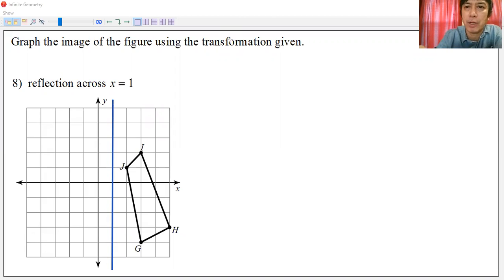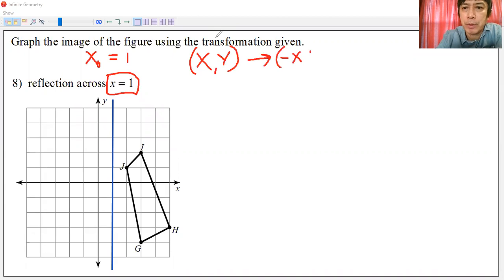Now let's have the rule and reference x of 0. Our x of 0 must be this, which happens to be positive 1. That means our x values are the ones changing, and that will be the rule here. So we have x, y. Our formula is negative x plus 2 times x of 0, comma, y values. Y is kept constant.